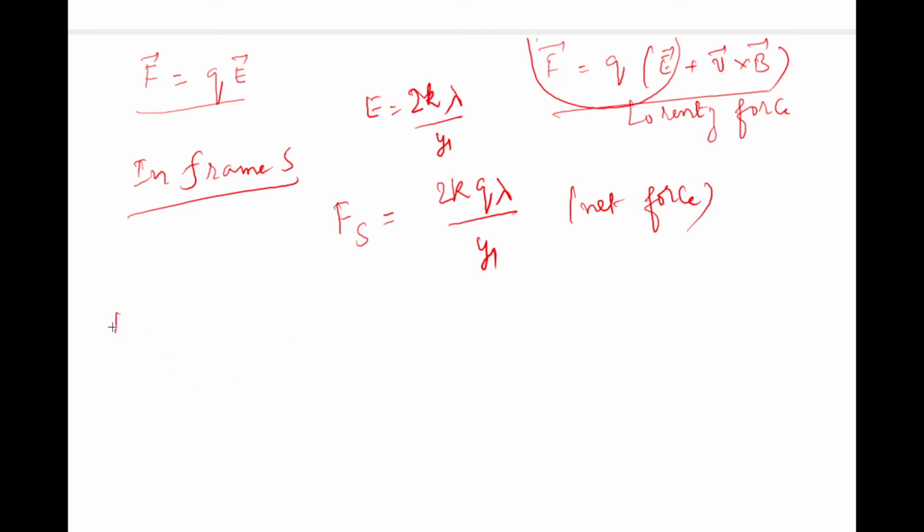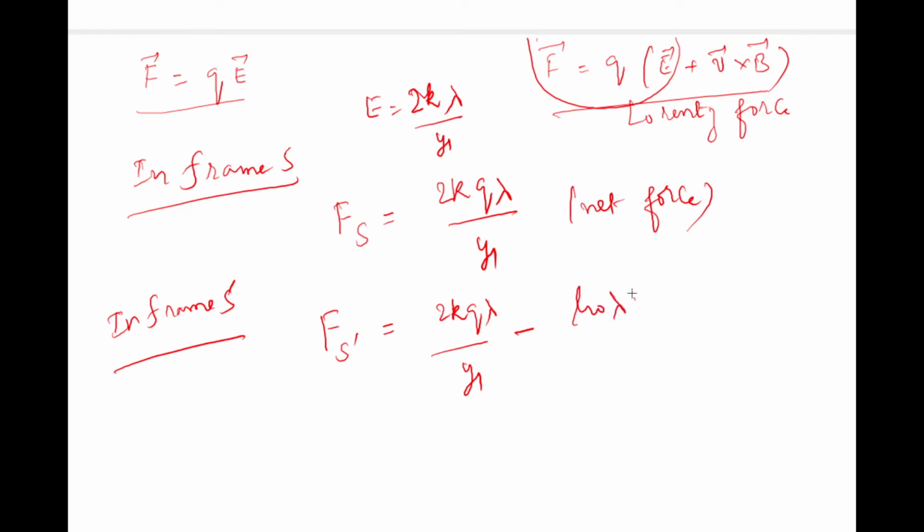Now in frame S prime, the net force, let me call that Fs prime, would be equal to, the same force is measured, so 2k q lambda over y1, minus the additional term, which is here given as mu naught lambda v squared q over 2 pi y1, right?